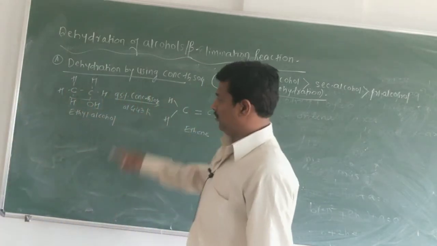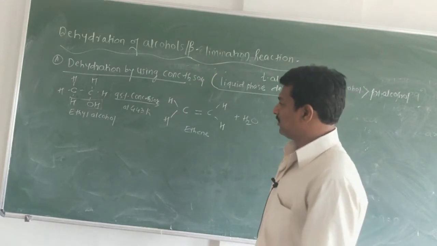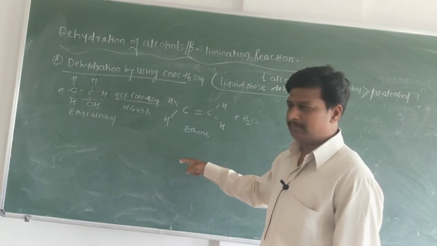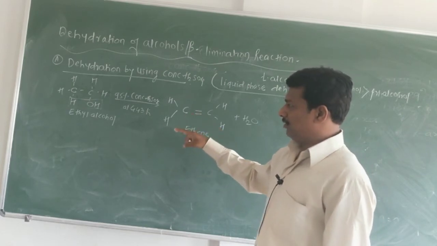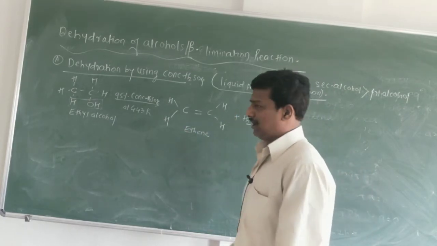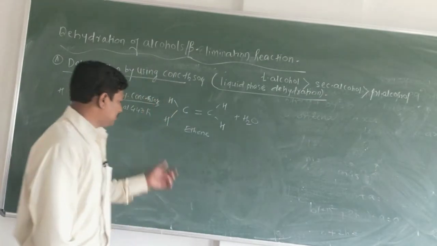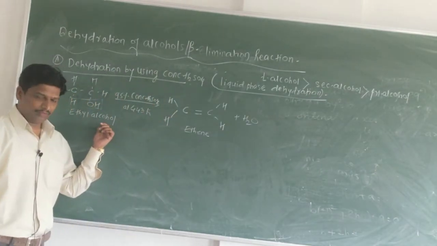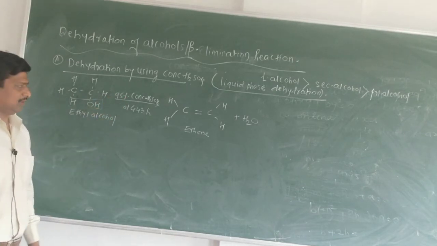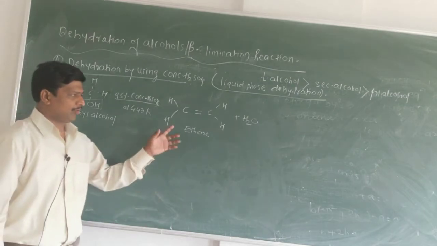Again, I would like to tell you the meaning of the dehydration of alcohols. When alcohols react with concentrated H2SO4, a water molecule is removed to form an alkene, and this is called the dehydration of alcohols. Now this is the reaction. When ethyl alcohol reacts with 95% concentrated H2SO4 at 443 Kelvin temperature, it forms ethene.